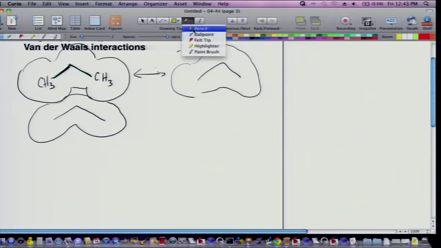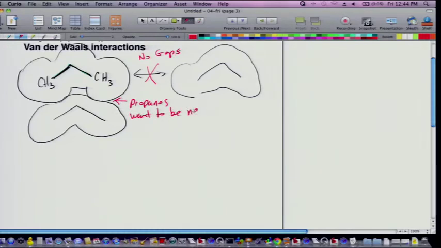This kind of spacing is not going to happen. You're not going to see gaps. There really aren't going to be gaps between the molecules. Instead, they're going to want to be near one another. So that's a completely different scenario. They want to be near each other. They don't want to form gaps.